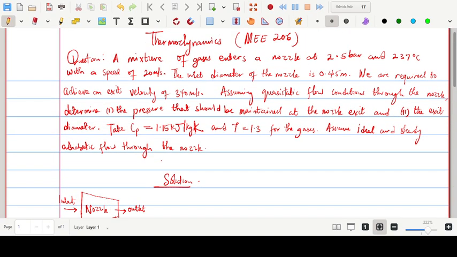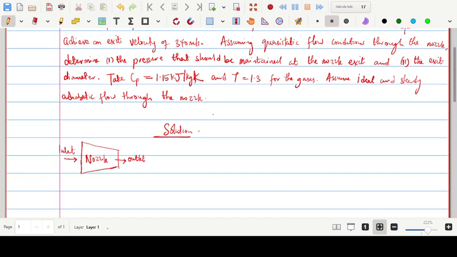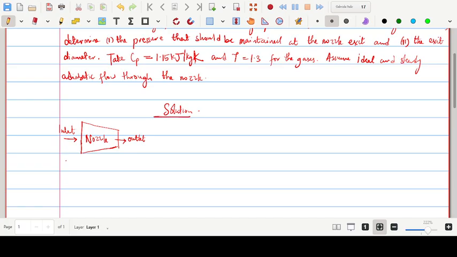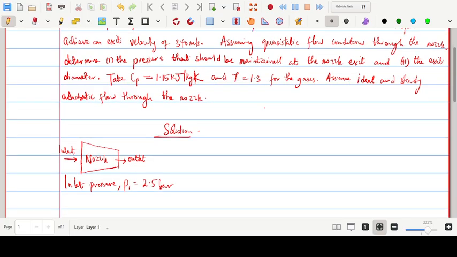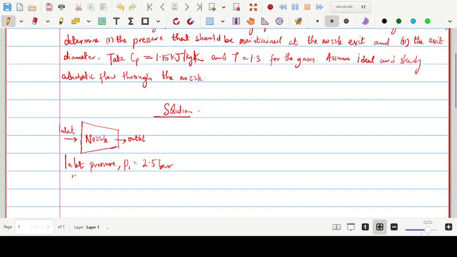The question says a mixture of gases enters a nozzle at 2.5 bar. So the inlet pressure, P1, is equal to 2.5 bar, and 237 degrees Celsius with a speed of 20 meters per second. So the inlet temperature, that's T1, is 237 degrees Celsius.